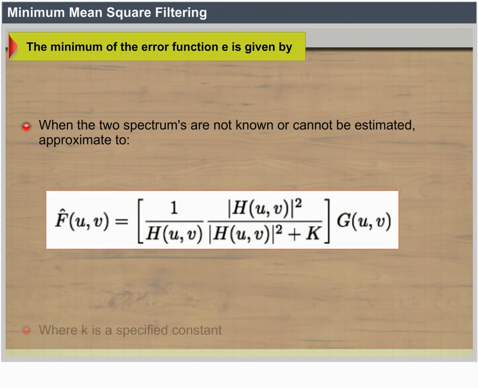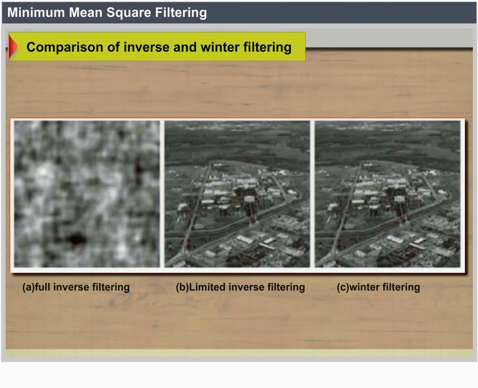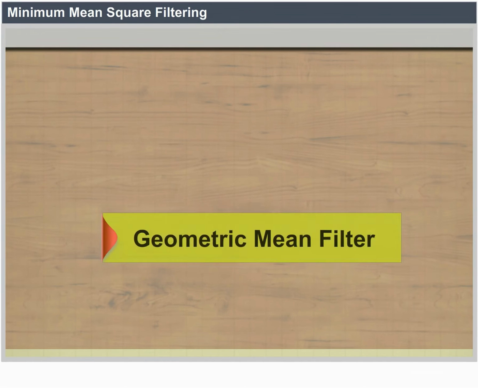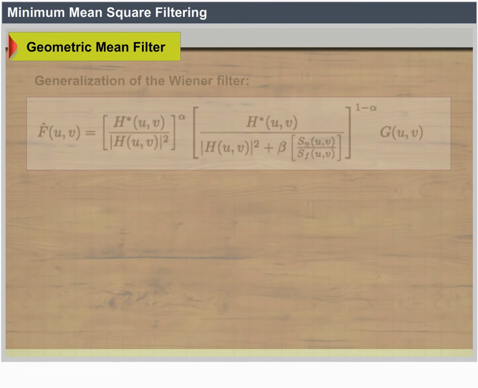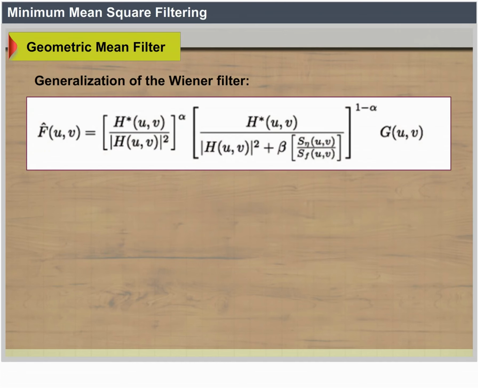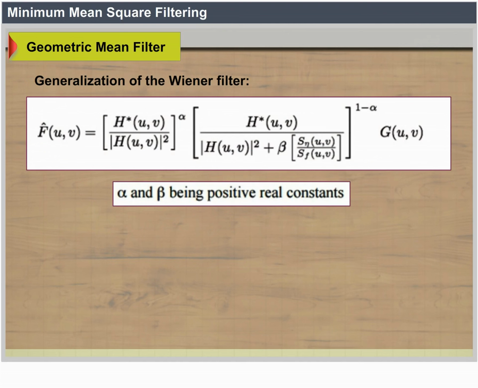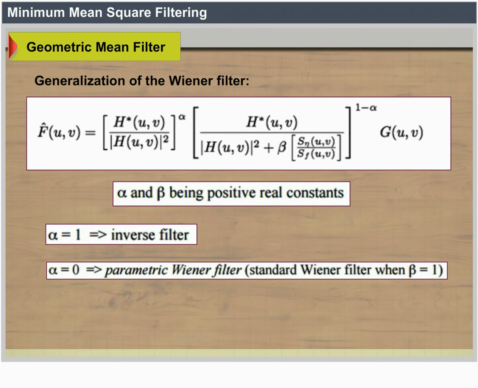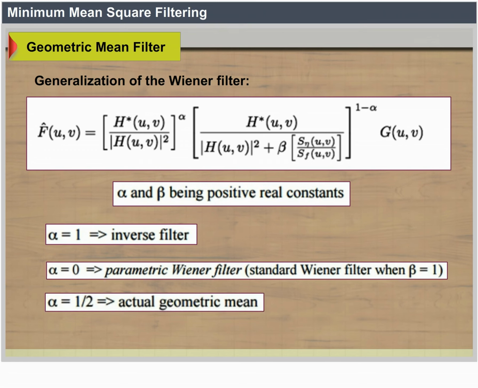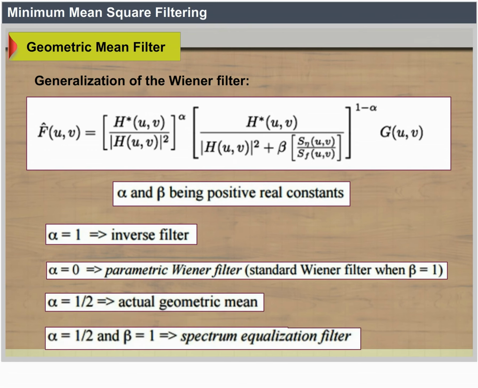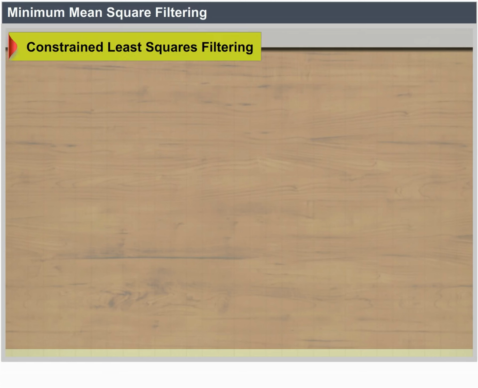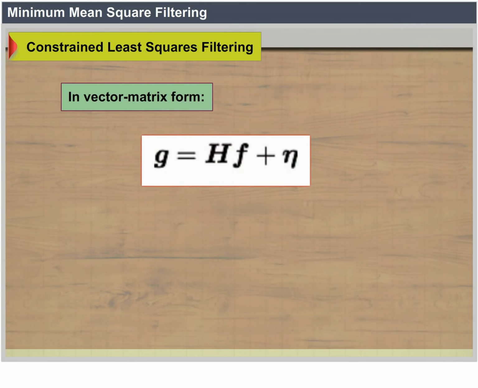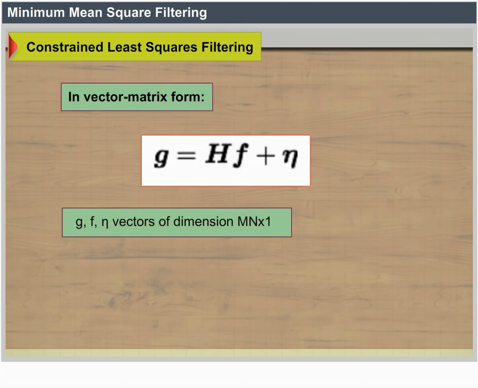Constrained least square filtering. In vector matrix form, g equals Hf plus eta. g, f and eta are vectors of dimension mn by 1. H, a matrix of dimension mn by mn, is very large. Issue: sensitivity of H to noise. Optimally, restoration based on a measure of smoothness. Find the minimum of a criterion function C, the Laplacian. The equation is as shown, subject to the constraint, the Euclidean vector norm, also shown on the screen.